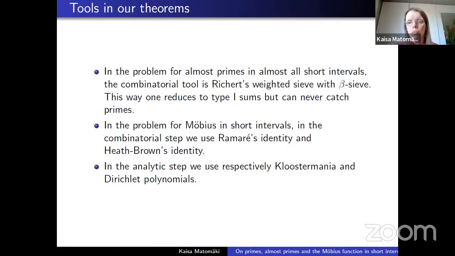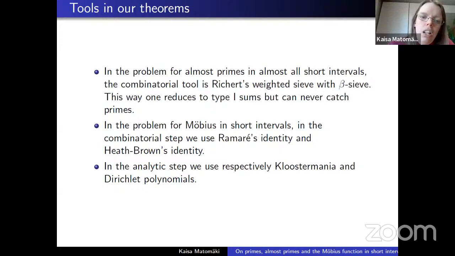And in my work with Maxime Radziwiłł on the Möbius function in almost all short intervals, in the combinatorial step we used Ramaré's identity, but we used it in several different ranges. So we took out prime factors of different sizes using it.